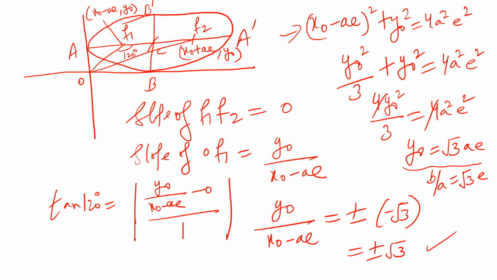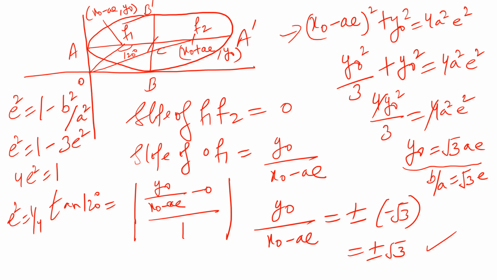Now students, this is the very basic concept that in an ellipse, if e is the eccentricity, then e square is equal to 1 minus b square by a square, because it's a horizontal ellipse. So I can write e square equal to 1 minus 3e square, or 4e square is equal to 1. Fine. So e square is equal to 1 by 4, which implies e is equal to just half. So this is the right answer. Now you can check the suitable option and mark it. Now we move to the next problem.